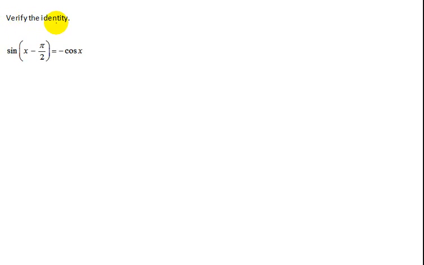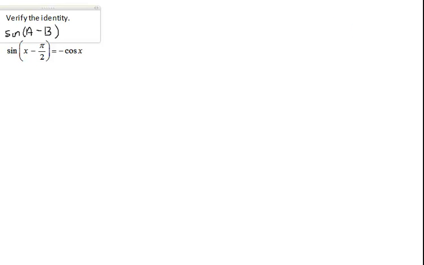In this problem, I want to verify the identity: the sine of the quantity x minus pi over 2 is equal to negative cosine x. So remember, we need to either turn the left-hand side into the right-hand side or vice versa. Well, obviously the left-hand side is more complicated, and I think you can see, hopefully, that this is of the format of the sine of A minus B, the difference of two angles. And so remember, there are formulas for this.